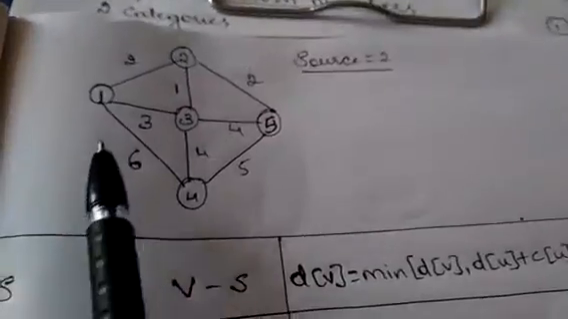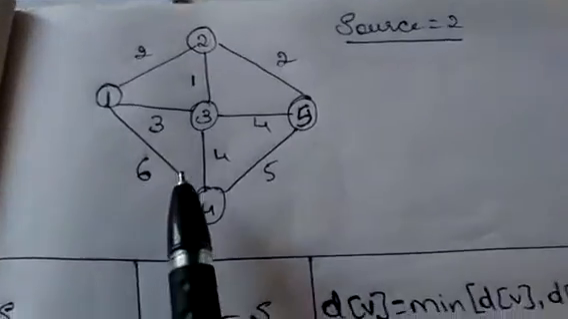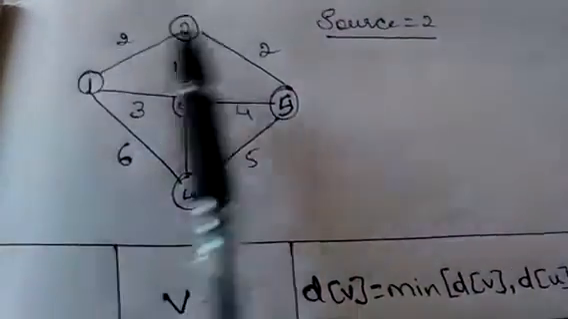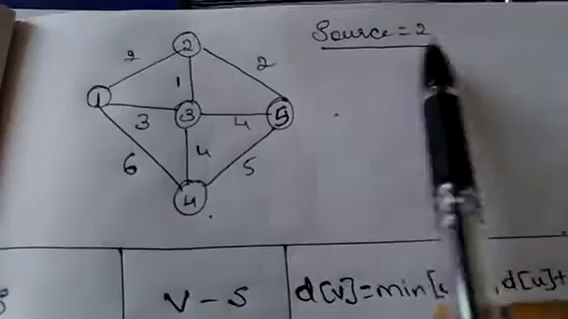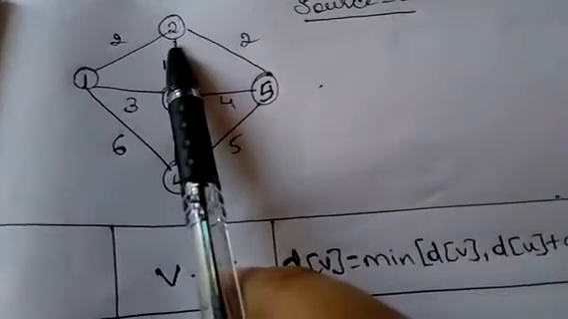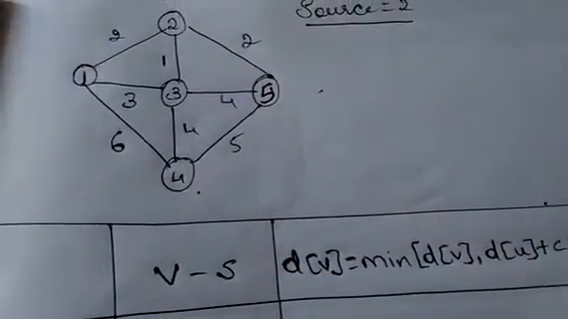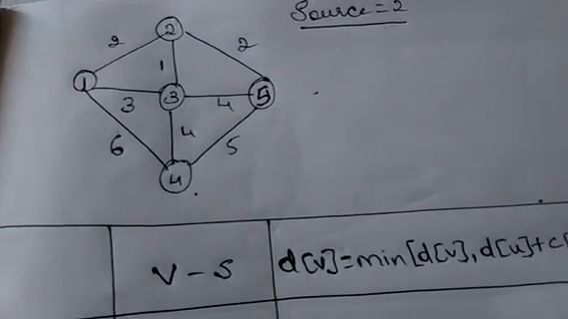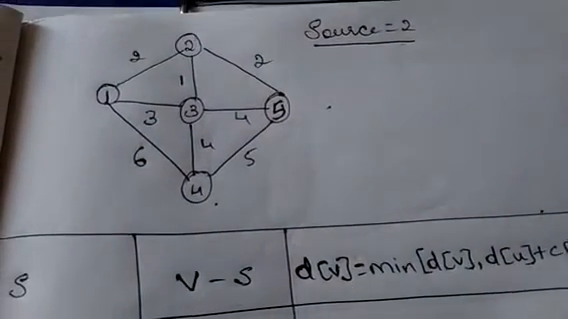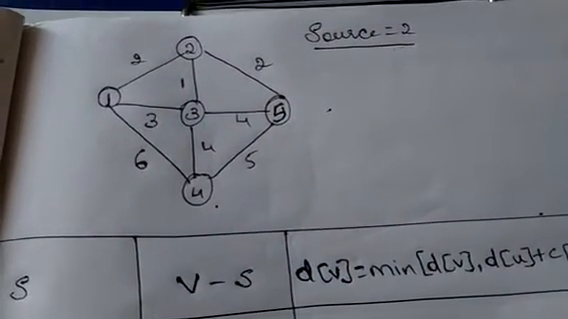Yes, this is the graph I have taken to solve Dijkstra's algorithm. Okay, so 1 to 2, 2 to 3, 4, 5. The source vertex, I'm taking it as 2. Before going for the problem, first I'll show you how to construct the adjacency matrix, because many of you have confusion in constructing the adjacency matrix.